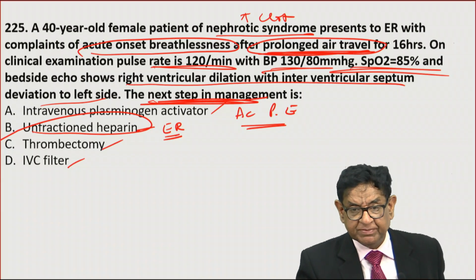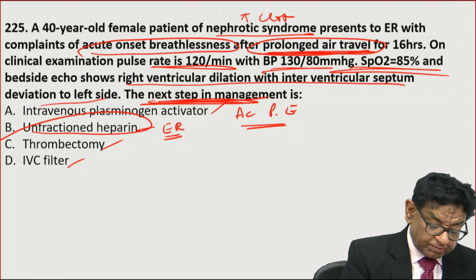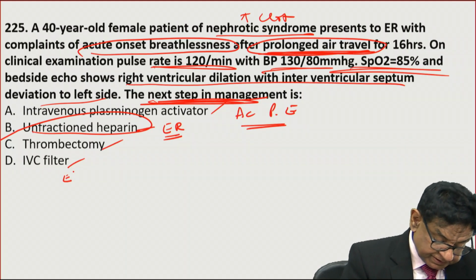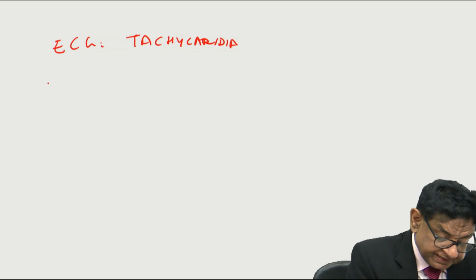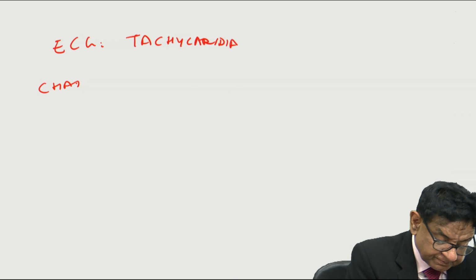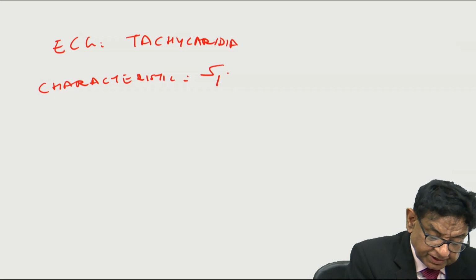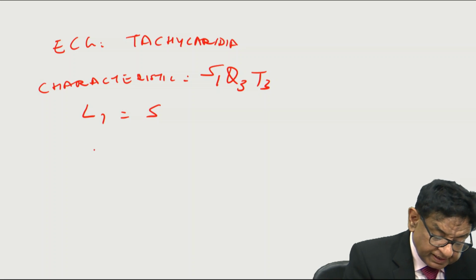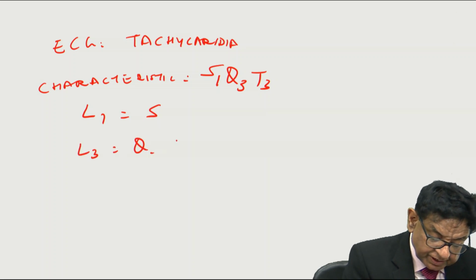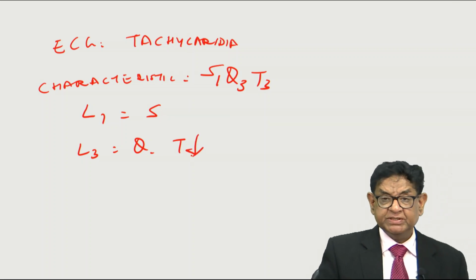Okay. Now let's talk something more. Tachycardia is the most common finding in ECG. In pulmonary embolism, the most common finding is tachycardia. The most classical, characteristic finding in ECG is S1, Q3, T3. That means in lead 1 you get a deep S wave, and in lead 3 you get a Q wave and T inversion. Downward arrow means inversion.